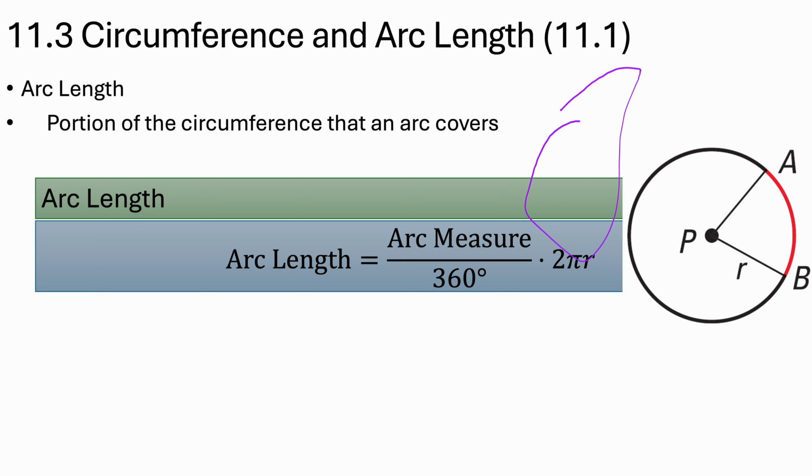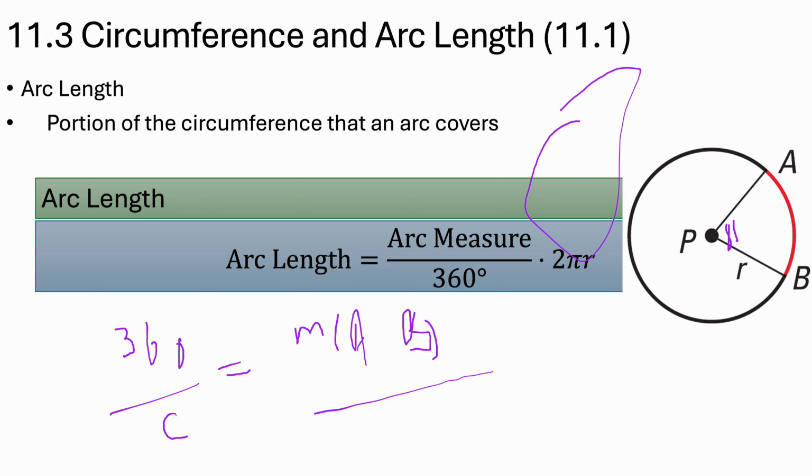What we discussed was 360 divided by circumference, because if you take the full circle, it is 360. 360 degree angle divided by circumference equals the measure of the arc, meaning the angle of this arc. So the measure of arc AB divided by the arc length. AB is the arc length. So if you have to find the AB arc length, you can use this formula.